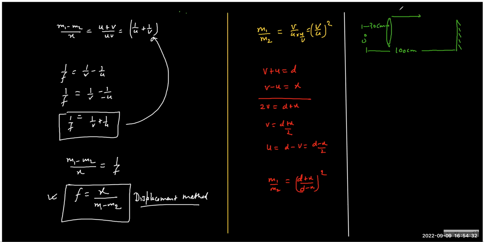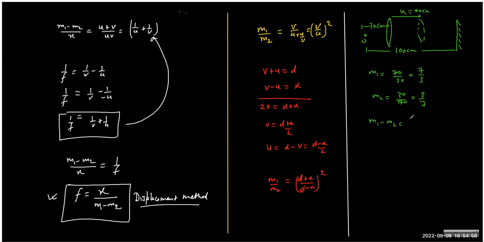How much do we need to displace next to get the image again on the screen? 40. This is 40. So M1 will be how much? Because this is 30, so 70 by 30. M2 will be 30 by 70. Correct? Yes. 7 by 3, this is 3 by 7.